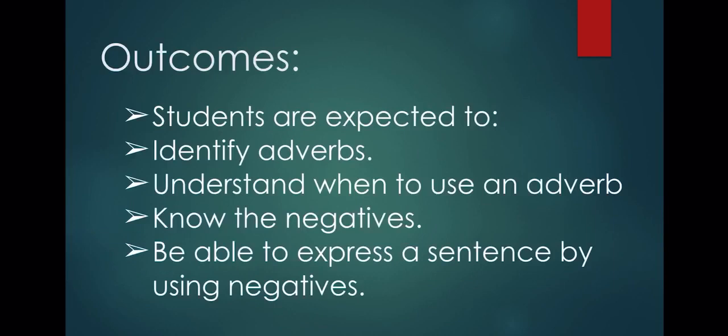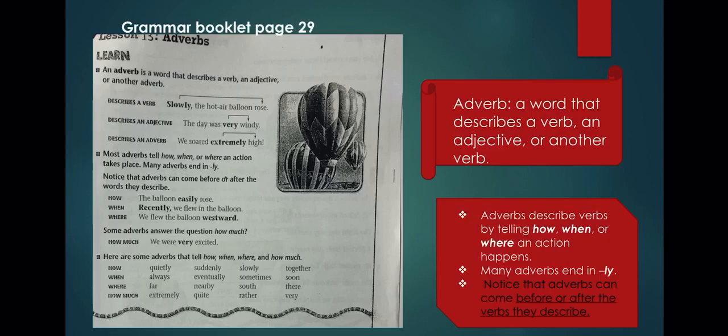The outcomes that are expected for you students after this lesson are that you are going to be able to identify adverbs, to understand when to use an adverb in a sentence, to know what the negatives are, and to be able to express sentences by using negatives. These are the outcomes that are expected for you to have after this lesson.